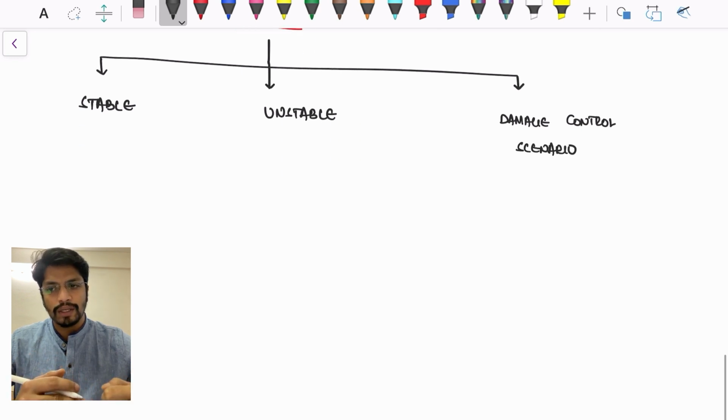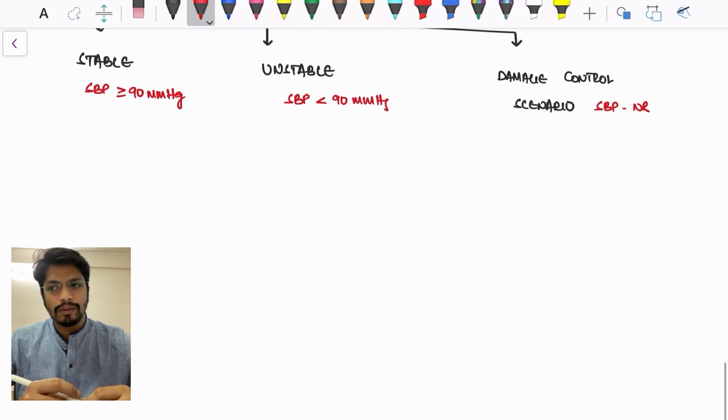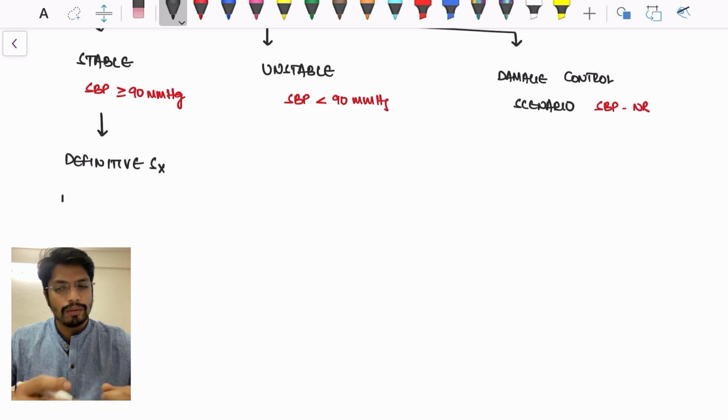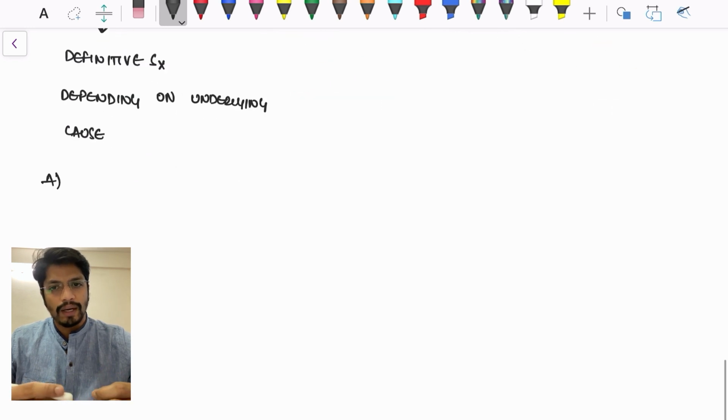Then, again based on the clinical presentation, we'll categorize the patient into stable, unstable, and damage control scenario. A stable patient is one who has systolic blood pressure greater than or equal to 90 millimeters of mercury. Unstable is one who has less than 90 millimeters of mercury. In damage control scenario, the patient's systolic pressure is not recordable. So whenever a stable patient is there, we need to do a definitive surgery, depending on the underlying cause.